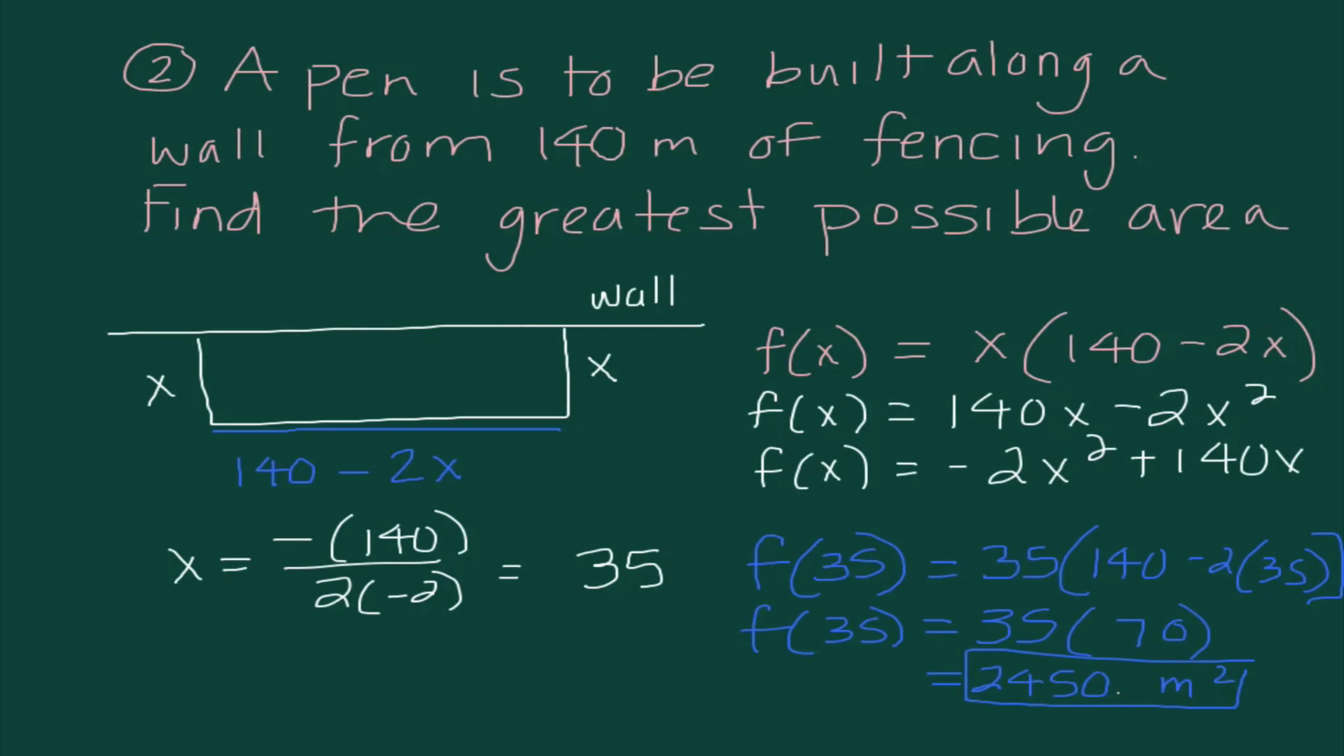That is 2,450 meters squared. So just to remind us what we did here, the first thing we did was find the maximum x value by doing the opposite of b divided by 2a. And then once we found that value, we substituted it back into our equation to figure out the maximum area.